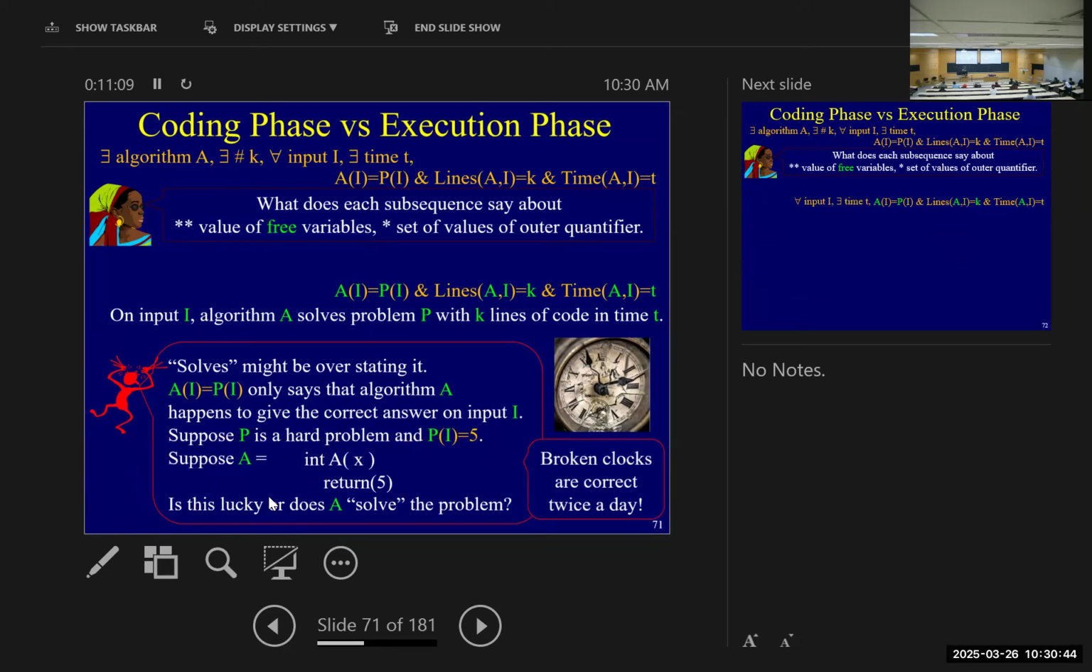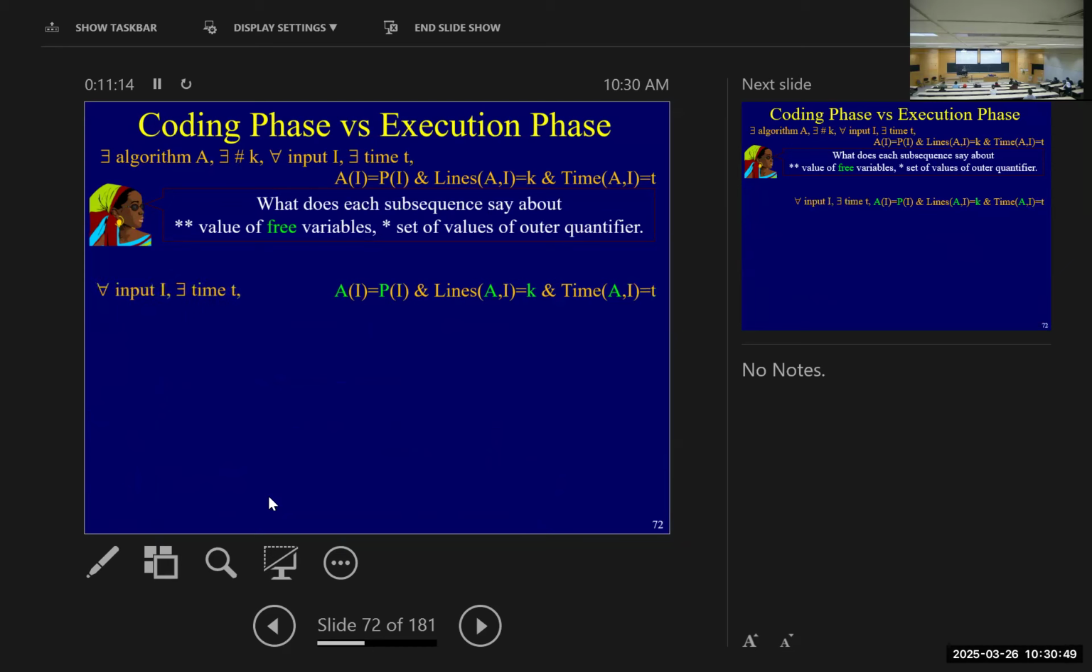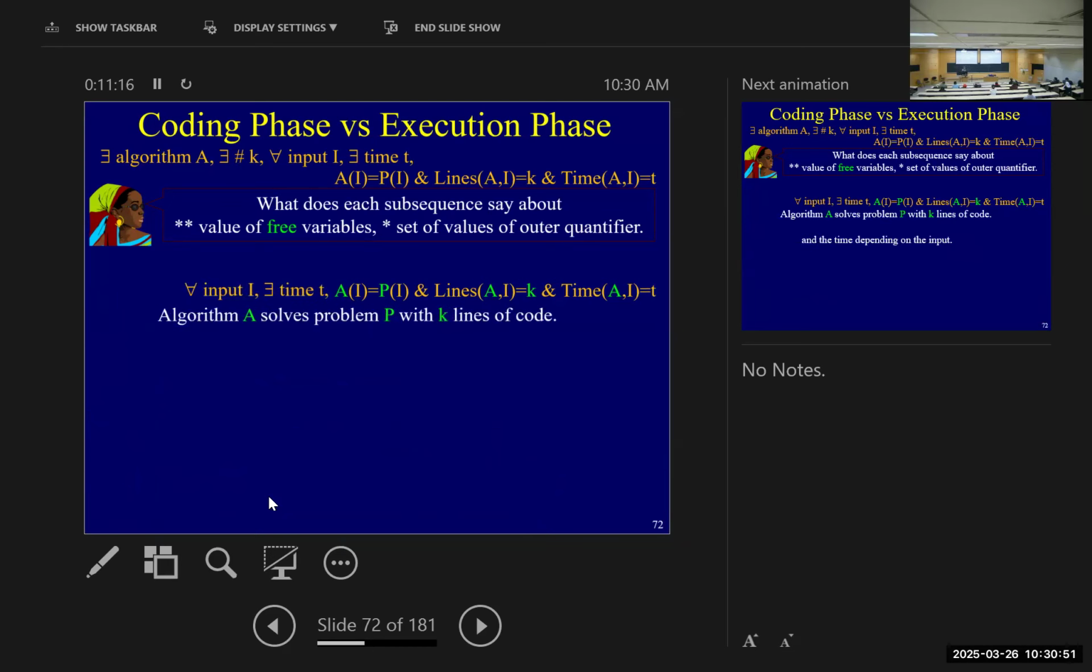Oh, time. That's time. Broken clocks are correct twice a day. All right. So here, what are we saying? We're saying now for all inputs it solves it, right? So now we can drop the input. We just need to talk about the free variables. What does it say about P, A, P and T, A, P and K? It says A solves P. I'm not talking about the input, so the implication is it solves it on all inputs.